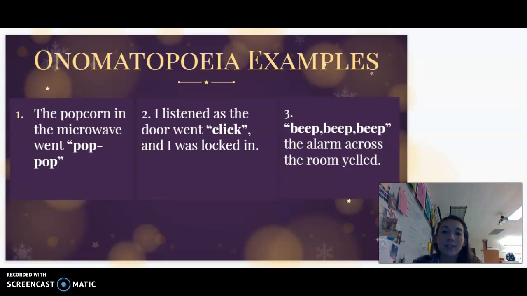I listened as the door went click, and I was locked in. Click would be that sound that we are mimicking in written language. Beep, beep, beep, the alarm across the room yelled. So, as you can see with number 3, we can have figurative language overlap. Beep, beep, beep would be our onomatopoeia, but from our last form of figurative language notes, we know that alarm clocks are inanimate objects, therefore they cannot actually yell, which makes this also an example of personification.